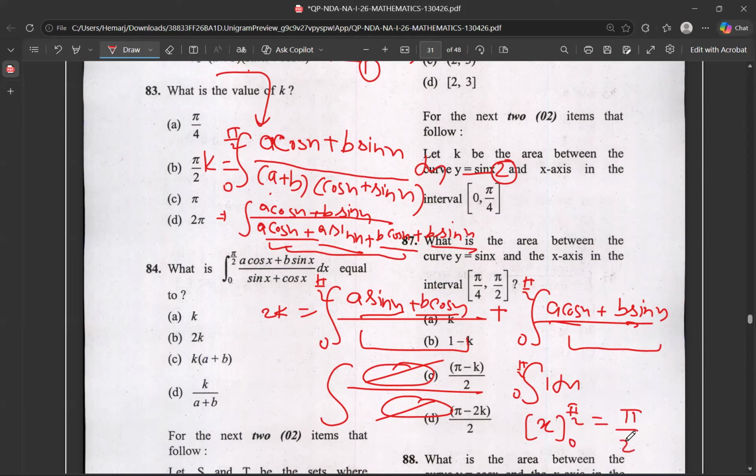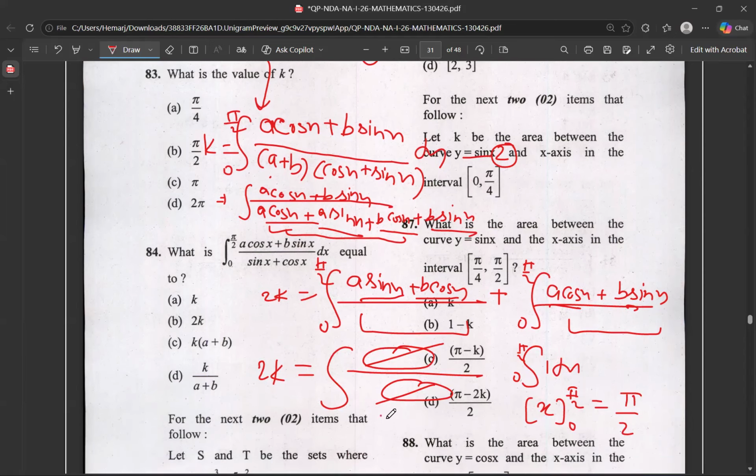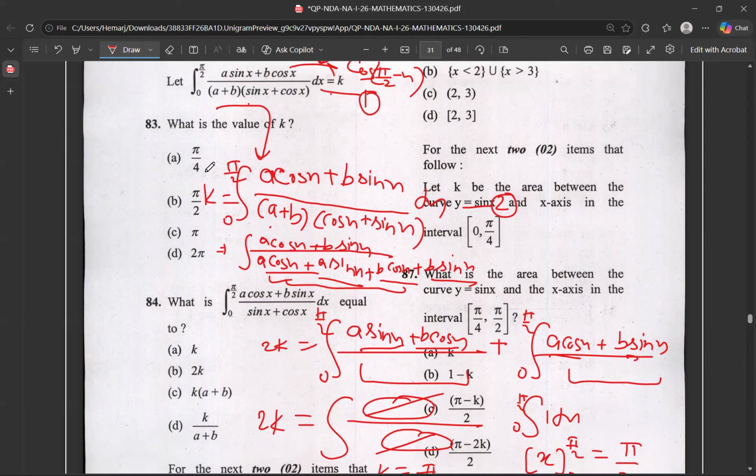So the answer of this integration will come pi by 2. Don't forget that this is the value of 2k. We have to find out the value of k. So the value of k will be pi by 4. Simply take this 2 in right hand side. So the value of k is pi by 4, option A.